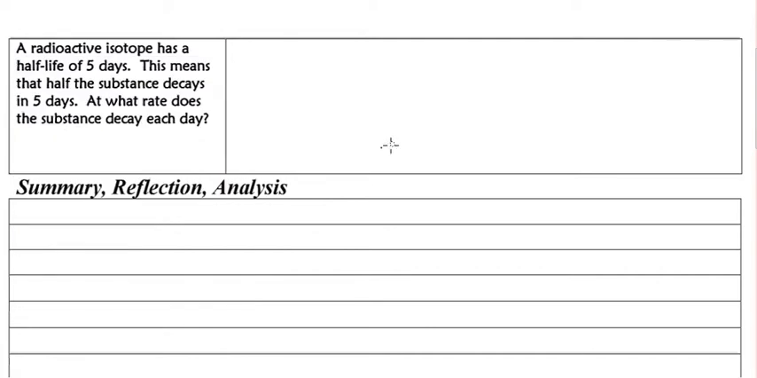All right, and lastly here we've got a similar problem, but this time rather than figuring out how long it's going to take to double, we're going to be figuring out how long it will be until we have only half. And so this is going to be, here we go, a radioactive isotope has a half-life of 5 days. What the half-life means is that half of the substance decays in 5 days. If the half-life is 5 days, then after 5 days, half is gone.